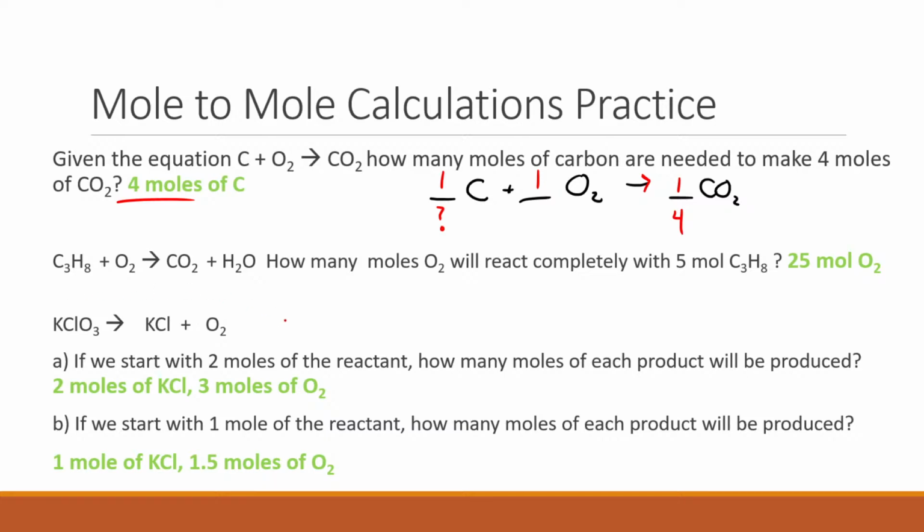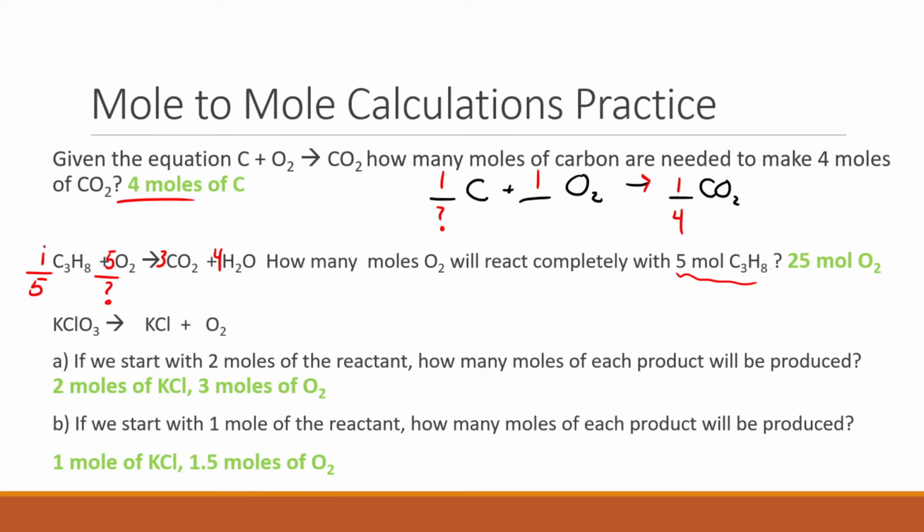For the second one, when we balance this equation correctly, we get 1, 5, 3, 4. And the question wants to know, if I use 5 moles of C3H8, how many moles of O2 am I going to use? And so now here I can look either, again, top to bottom and look at that relationship, and it's the same relationship for the oxygen, or top to top and compare that to bottom to bottom.